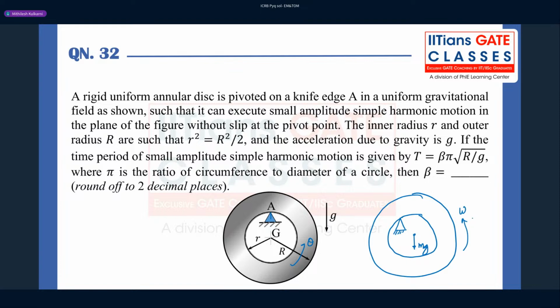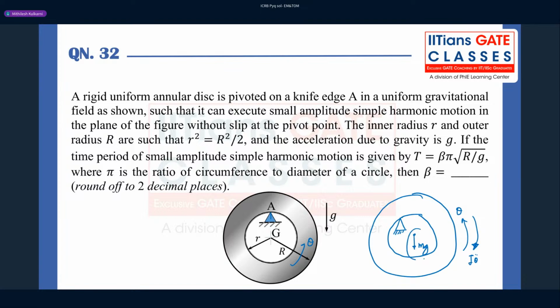We know that according to D'Alembert's principle, if we want to apply the equations of equilibrium, so if we consider a body in dynamic equilibrium, then we have to apply the inertial force in the direction opposite to the motion. So we can say that this is I theta double dot, which is in the opposite direction to the motion. Let me correct it. This is theta, not omega. Theta is in this direction. I theta double dot is in the opposite direction.